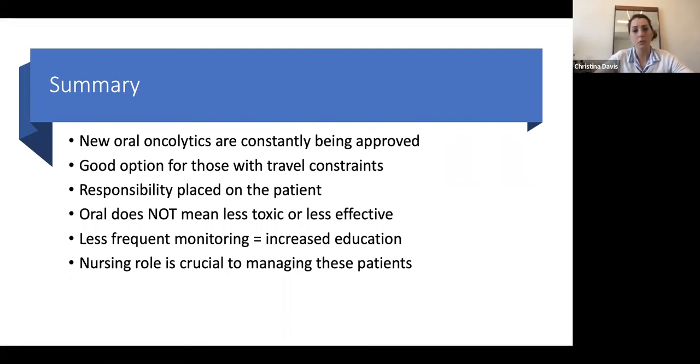So nursing roles are so crucial when it comes to these patients, because you guys are really the first people that are going to hear these issues, hear these questions. You are the ones that are talking to the patients the most and are really on the front lines. And so constantly looking out for these things is crucial to managing these patients on oral oncolytics.